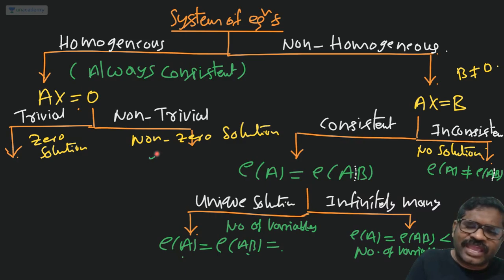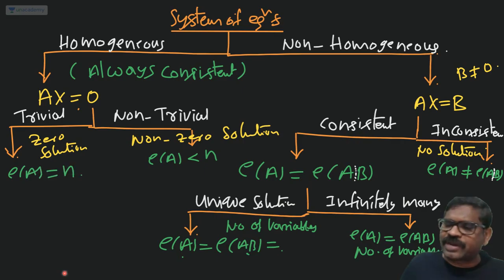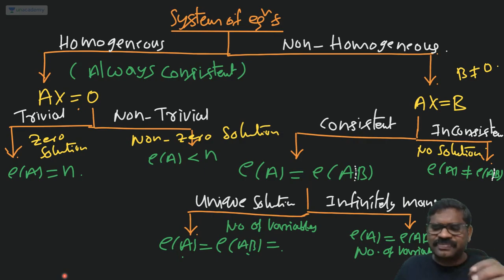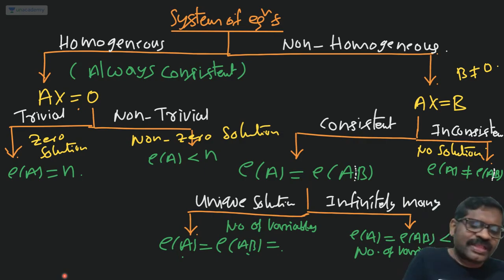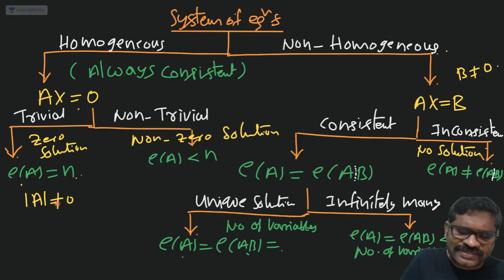Rank of A less than number of variables, then non-trivial solution. Rank of A equal to number of variables, then trivial solution. The same thing you can write in another way. Rank of A equal to n means determinant of A is not equal to 0. Yes, if rank is n, determinant is non-zero.